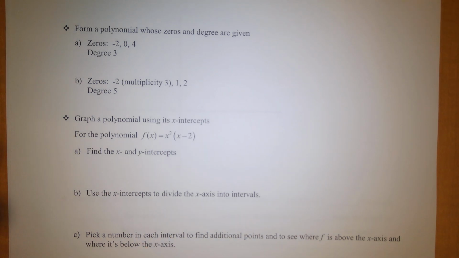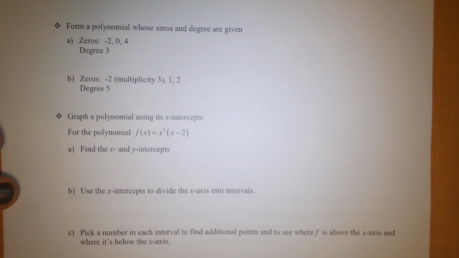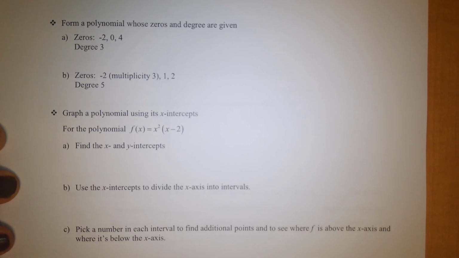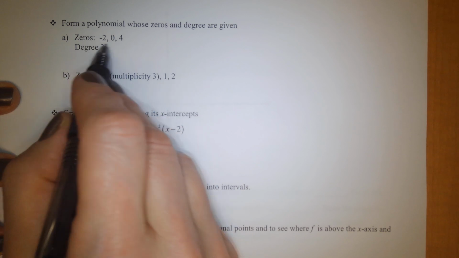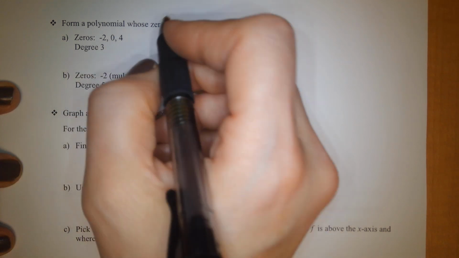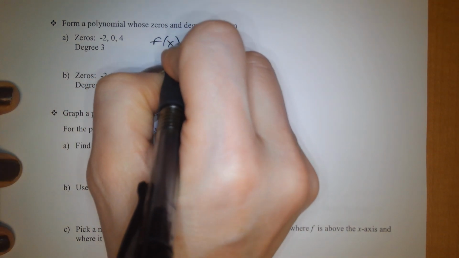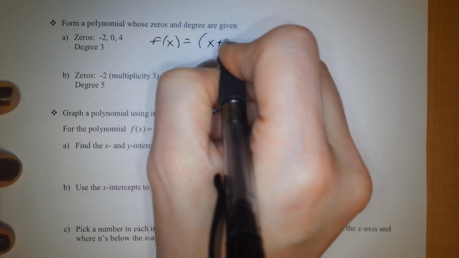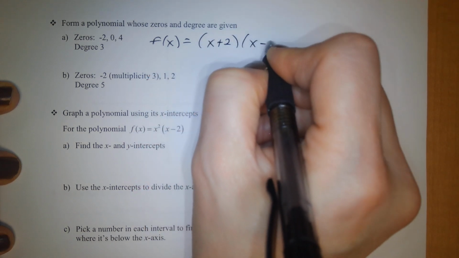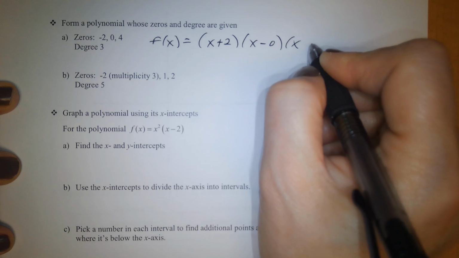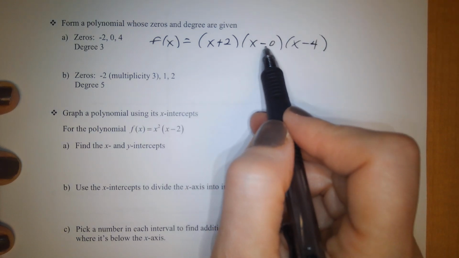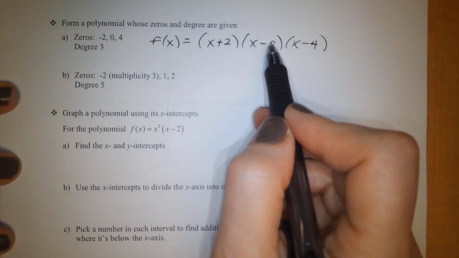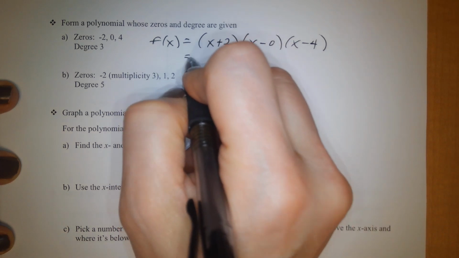So let's do a couple of examples. Let's form a polynomial whose zeros and degree are given. If I have a polynomial with these zeros, that means I have a function that has the factors of x plus 2, x minus 0, and x minus 4. Obviously, since that x minus 0 is simply just x, I can pull that x out in front.